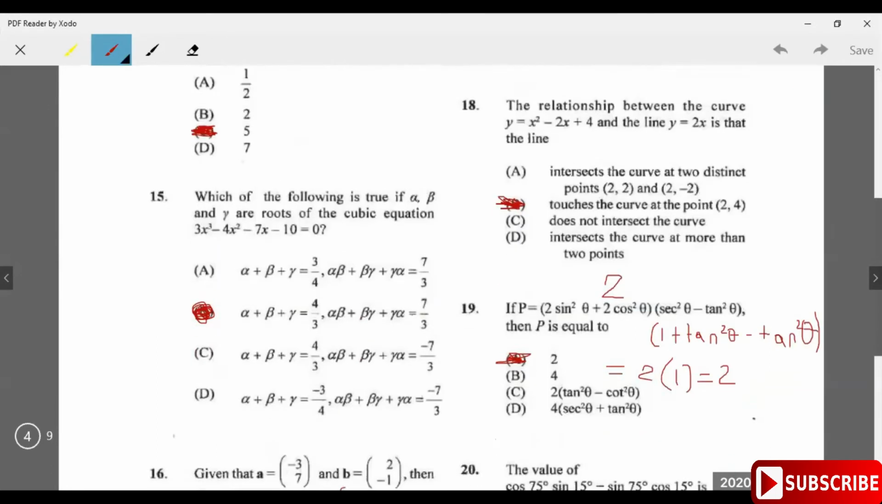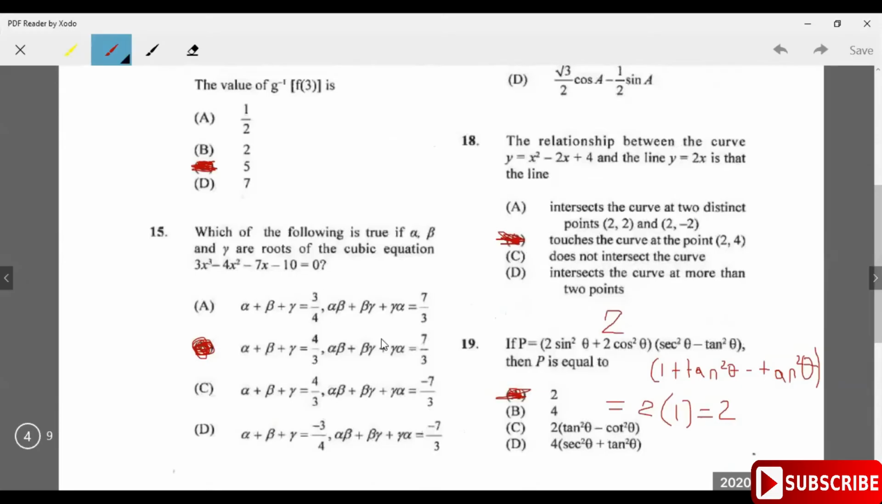All right, now option 15. Question 15. Yes, thank you. Question 15 is C. Yes, question 15 is C. Thank you. Paying attention. Very well. Oh, yes, sir. Question 15 is C. That should be true. Why is it not erasing?